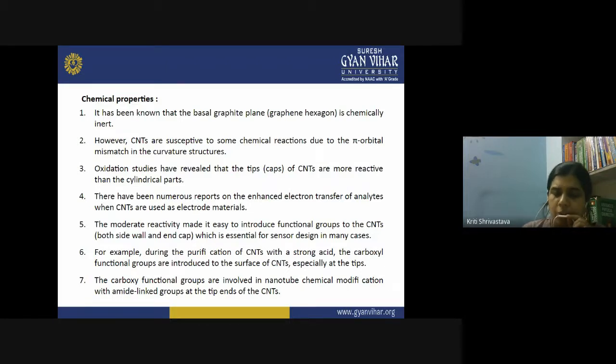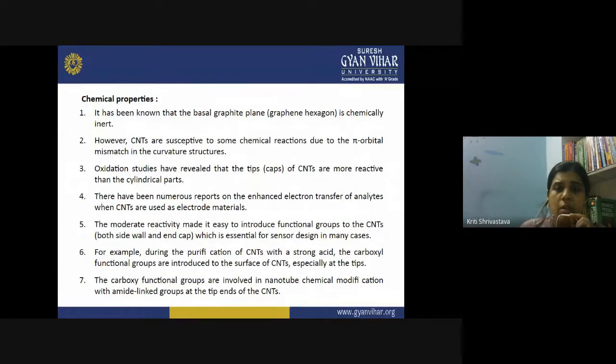Once you have introduced a carboxylic group on the nanotube surface, now you can react that carboxyl group with any of the reagents that generally react with the carboxyl group. You can go for all the reactions of the carboxylic group using that carbon nanotube, and you can introduce a group of your desire according to your need, according to your sensor design.